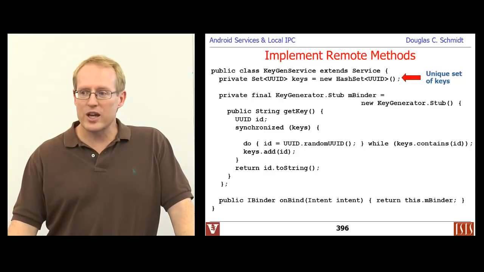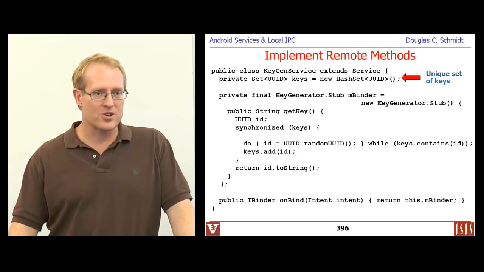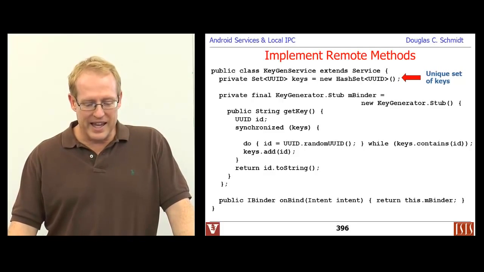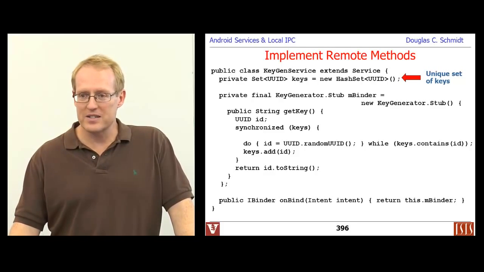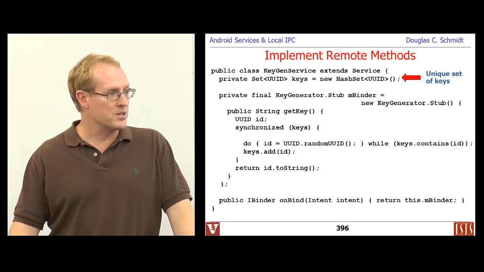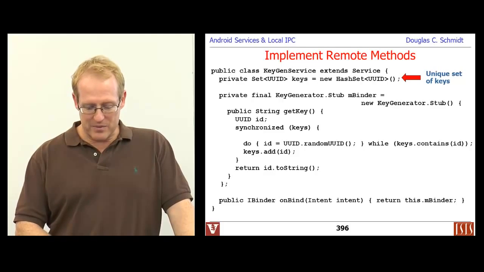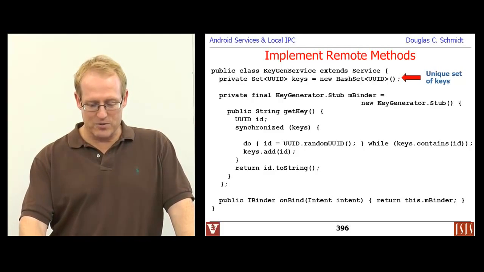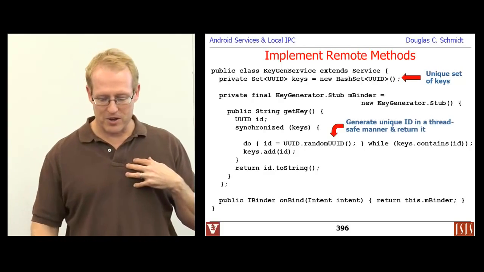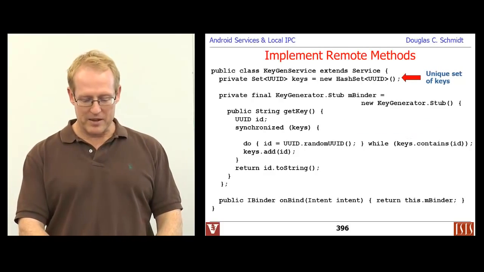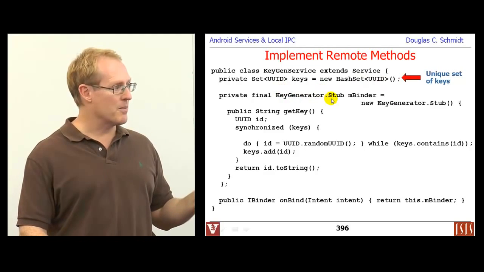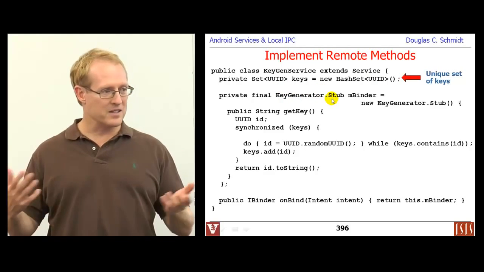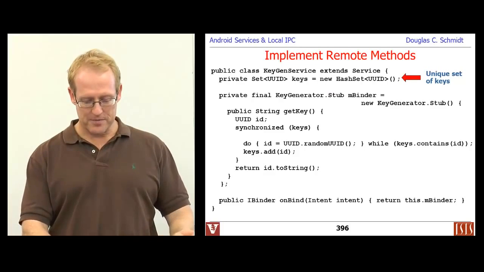So here's our KeyGenService. KeyGenService, as is always the case, is a service. And it creates a new HashSet of UUIDs. UUIDs are these universally unique IDs. And we store them as a set. And then we're going to do the following. Notice this is how we implement this stuff on the receiver side. We are going to implement an anonymous instance of KeyGenerator.Stub called mBinder.